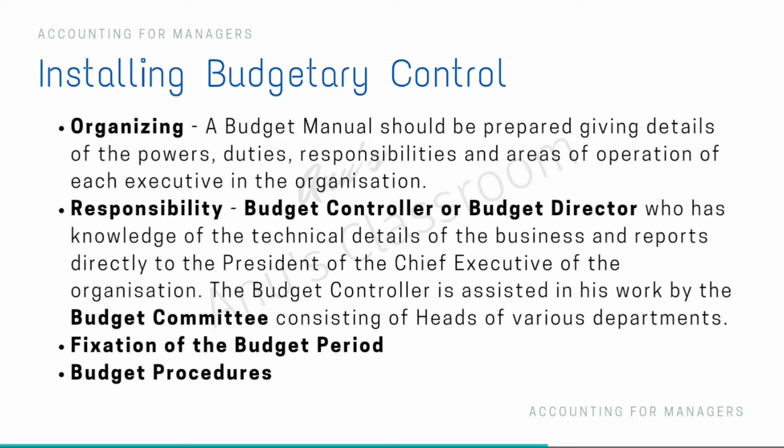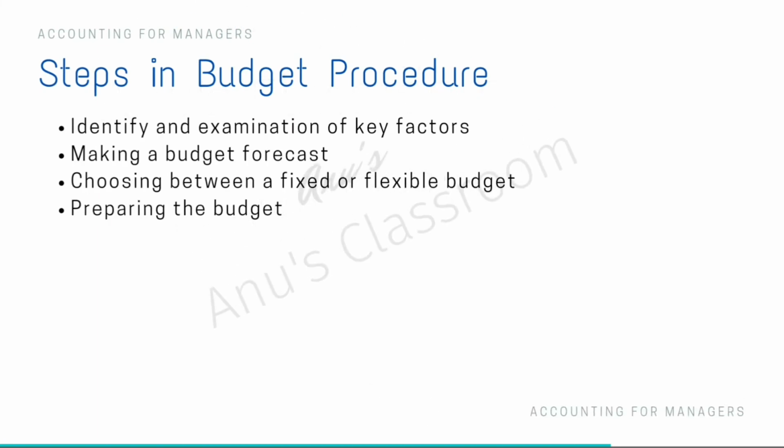Now we have to fix the budgeting period as well as the procedures of the budget. So the steps in budget procedure are, first and foremost, identify and examine the key factors, make a budget forecast, choose whether you need a fixed budget or a flexible budget, and prepare the budget.